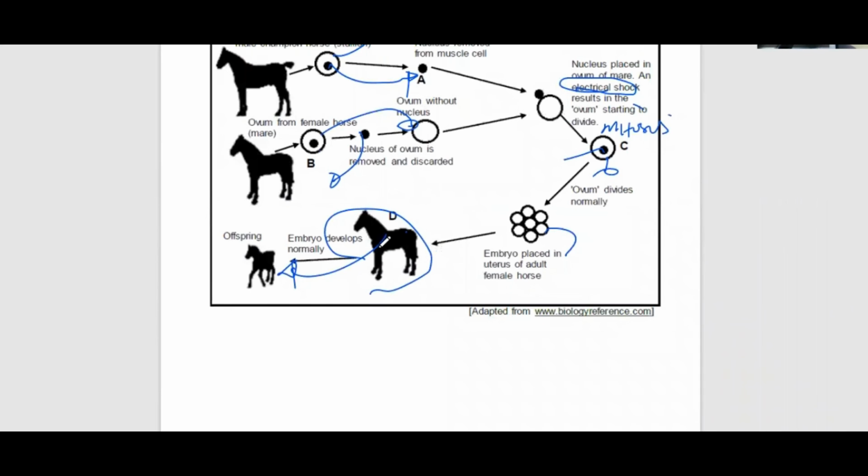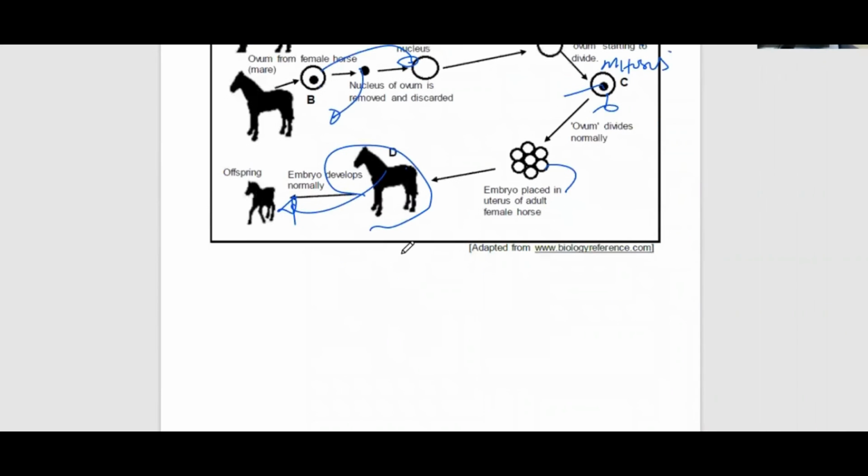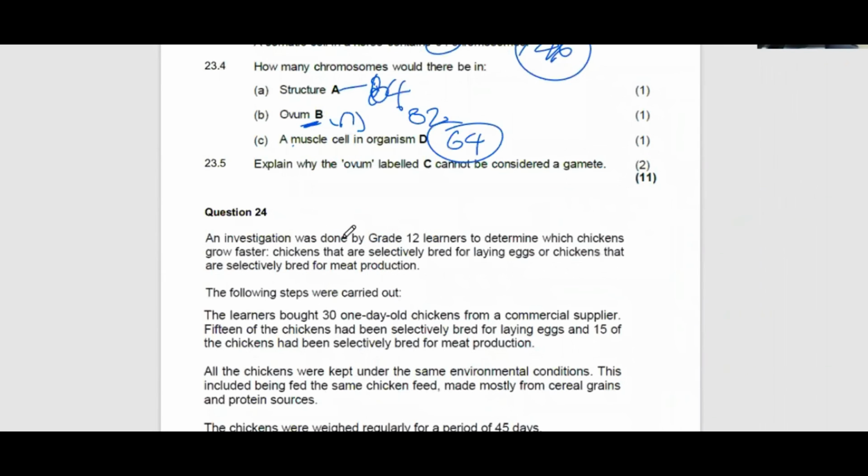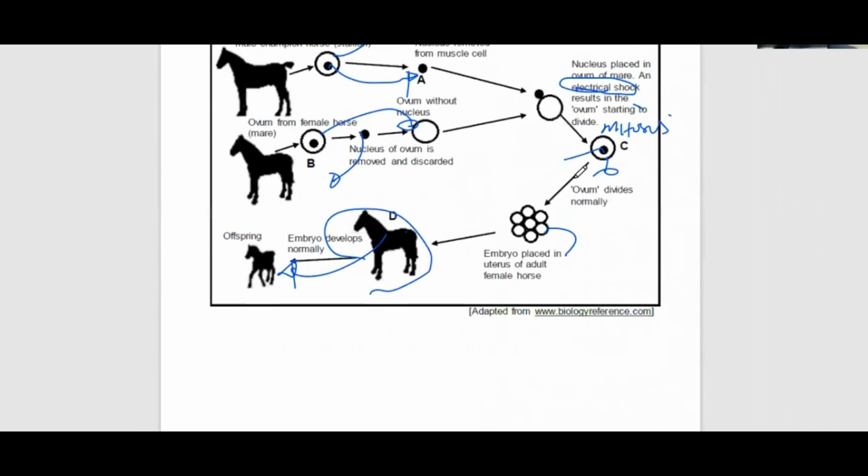Let's go to the surrogate horse. Last question: explain why the ovum labeled C cannot be considered a gamete. Why do they even call it ovum? Actually, it's wrong. The moment they say ovum, it means it's a gamete. So they were supposed to modify that question to look better. Anyway, let's continue based on what they said.